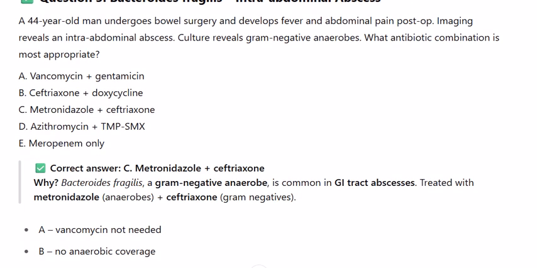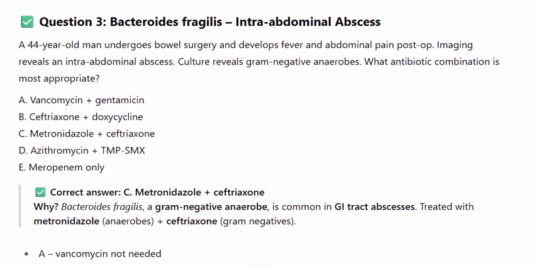Question 3. Bacteroides fragilis, intra-abdominal abscess. A 44-year-old man undergoes bowel surgery and develops fever and abdominal pain post-op. Imaging reveals an intra-abdominal abscess.